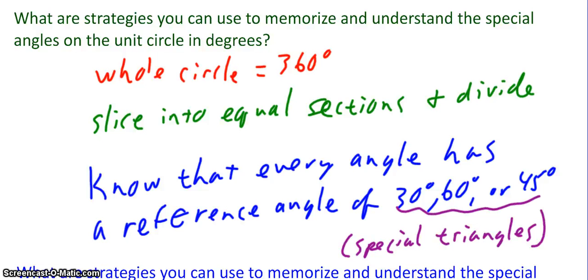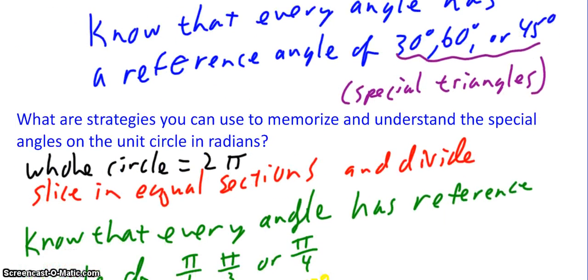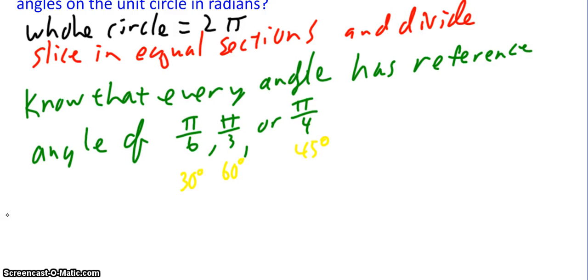Okay, the strategies are pretty similar for both. For degrees, the whole circle is 360 degrees. If we slice it into equal sections and divide, we can find those angles. Know that every angle has a reference angle of 30, 45, or 60 degrees. And then same with the radians.